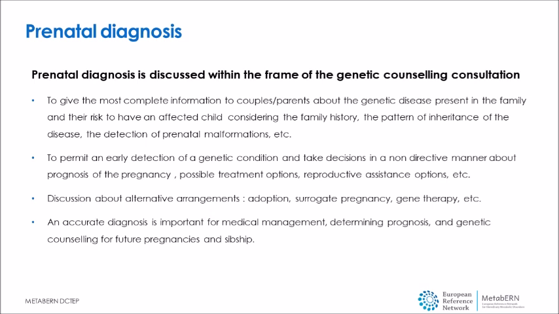Also to permit an early detection of a genetic condition and take decisions in a non-directive manner about prognosis of the pregnancy, possible treatment options, and reproductive assistance options too. It's important to discuss alternative arrangements such as adoption, surrogate pregnancy, gene therapy, and so on. An accurate diagnosis is important for medical management, determining prognosis and genetic counseling for future pregnancies and siblings.